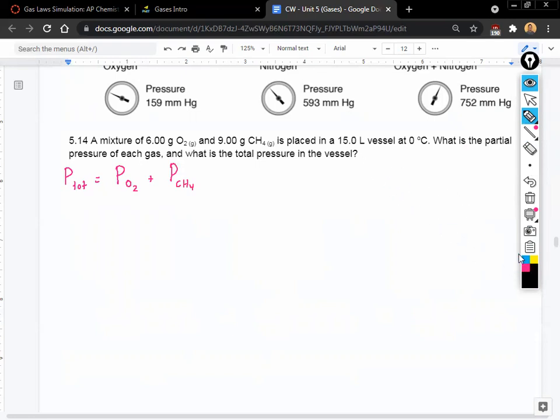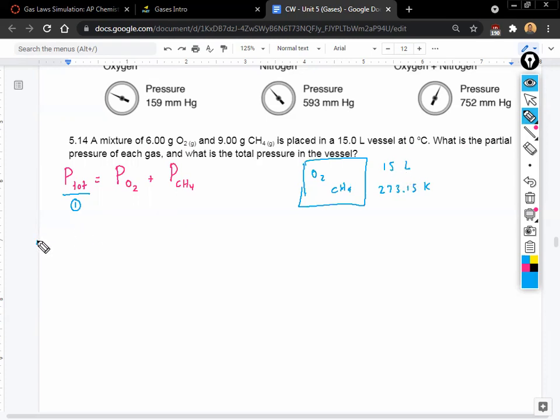All right, so let's take the values that we have and try to solve that out. Okay, now we have a container and it's filled with oxygen gas and methane gas. The container is 15 liters and the temperature is 0 degrees Celsius, so that's 273.15 Kelvin. Now we won't be able to find the partial pressures immediately because we don't have information about the individual gases. We have information about the entire mixture. And so what we're going to be doing is we're going to be finding this one first. We're going to be finding total pressure.